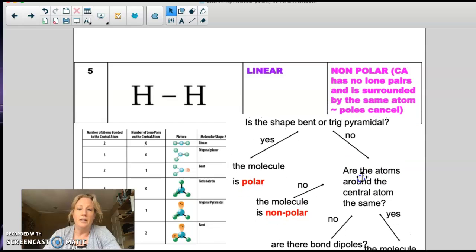So when I do a linear and I decide whether it's polar or not, I just look at the difference between them. So because these are identical, both with an electronegativity of 2.1, the difference between them is 0.